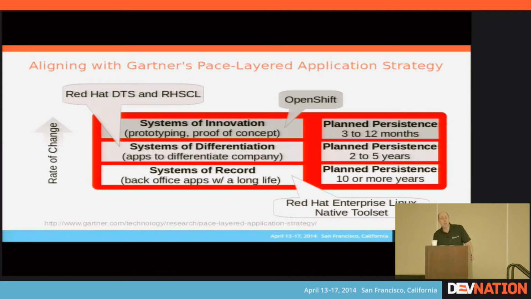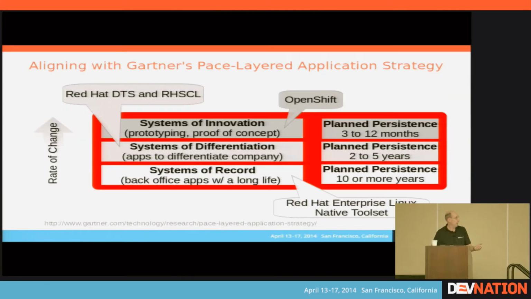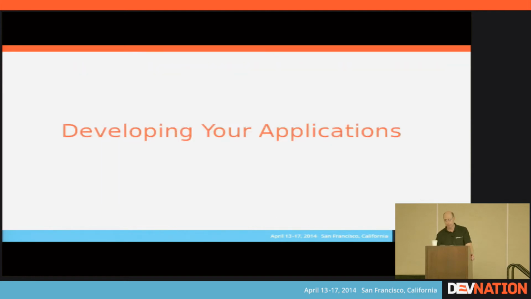Then in the center row here, you see what Gartner calls the systems of differentiation. These tend to be apps that companies use to differentiate their company. So if you're a shipping company, your logistics app might be a good example of this. If you're a chip design company, your chip design application might be a good example of this. These are applications that last for quite a while, 2 to 5 years, but when you develop them, you still, because they're important to your company, want to be able to use the latest tools available. So these applications fit well into the Red Hat Developer Toolset and the tools we make available in the Red Hat software collections. And I'll go into details on these as we go through the presentation.